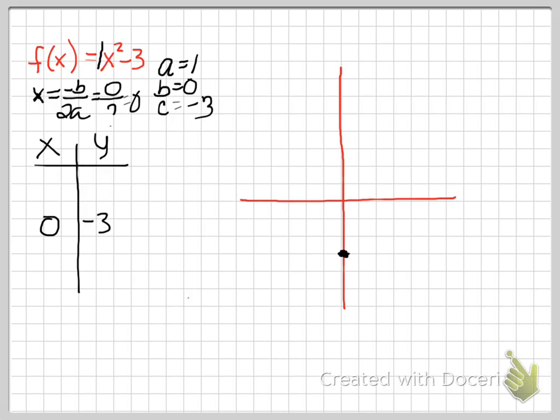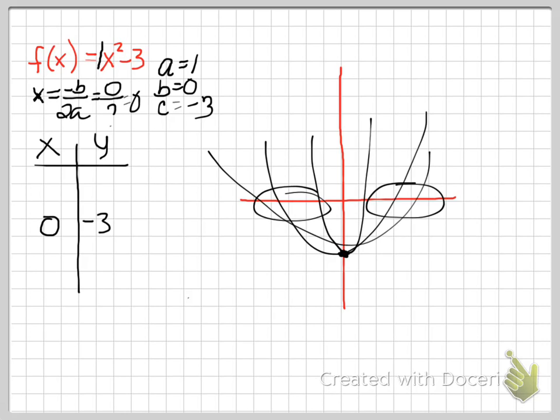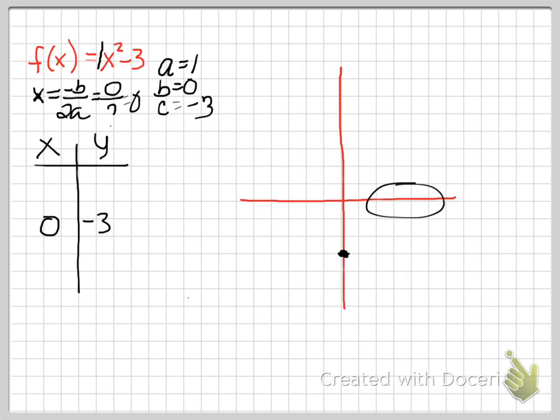Also, can you answer the question, is it going to face up or down? So you should know it's going to face up because the coefficient in front of x squared is a positive. So I want to know what's going on over here and over here. Like, how does this face up? Is it like this? Is it like this? Is it like this? And so I want to pick some x's that are over here and plug them in.